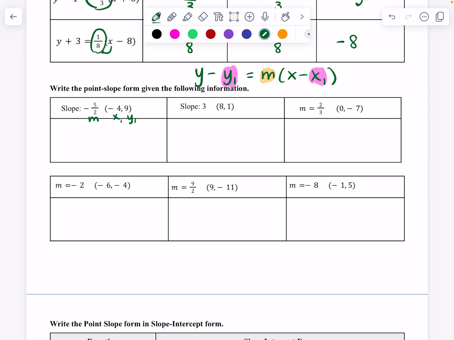So when we go to plug this in, I'm going to say y, and then I look at my y coordinate. So if I look here, that's this one right here, that 9. That 9 is positive 9.